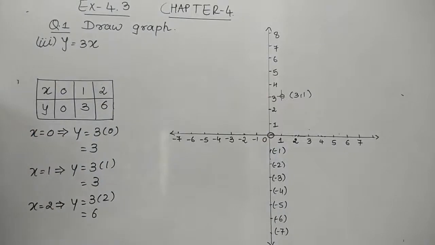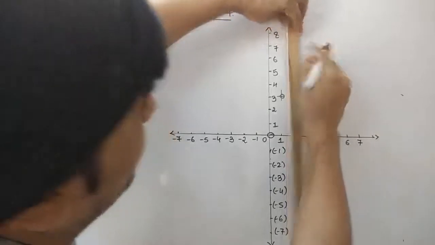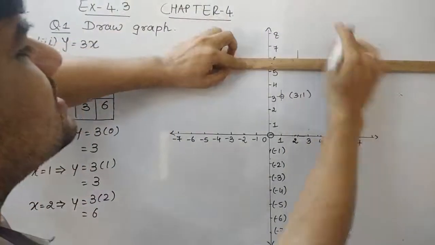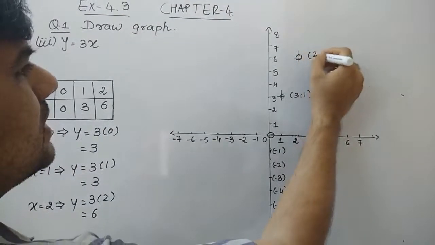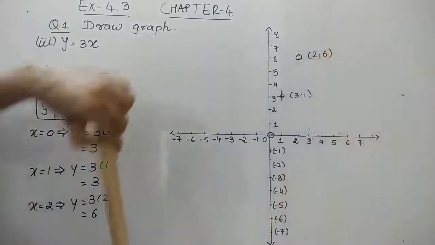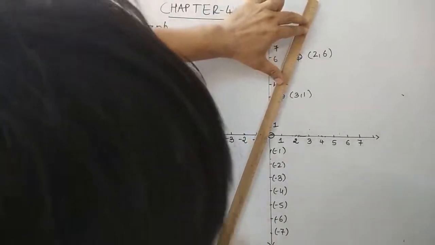Next is x is 2 and y is 6. So x is 2 and y is 6. So this is where the third coordinate is. It's 2, 6. Let us draw a line which must pass through all the three coordinates.